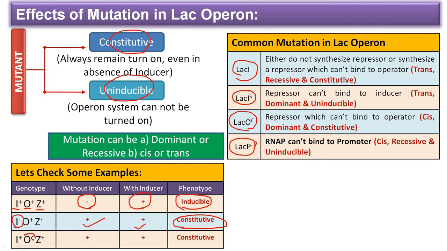Here the operator gene is mutated. So if the operator gene is mutated, then what happens? You can see here, if the operator gene is mutated, the repressor cannot bind to operator.